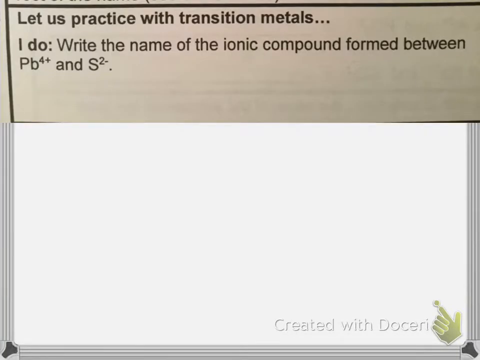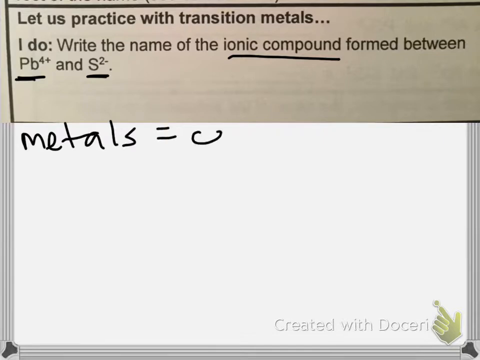Now let's practice. So we're going to write the name of the ionic compound formed between Pb4+ and S2-. So the first thing we need to do is identify our metal and our non-metal. Remember, metals, they are cations, and cations are positively charged. So Pb4+ is our metal. That makes S2- our non-metal.